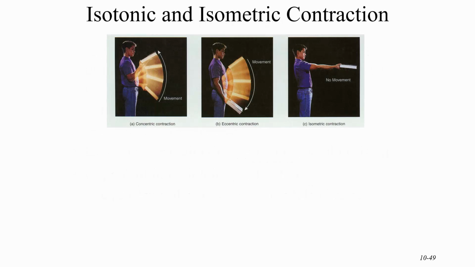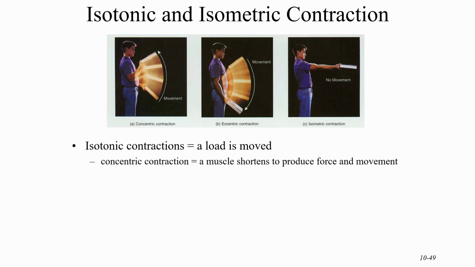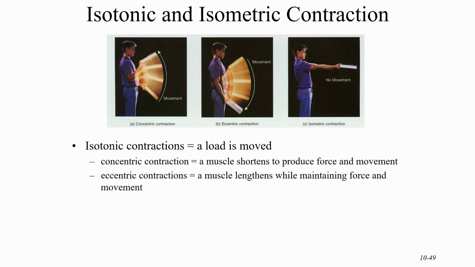Now, looking at isotonic and isometric contractions. Isotonic contraction, a load is moved. Concentric contraction, a muscle shortens to produce force and movement. And eccentric contraction, a muscle lengthens while maintaining force and movement. So these two are isotonic contractions. So a load is being moved. So this is a concentric contraction. This is an eccentric contraction.